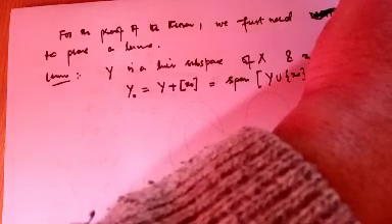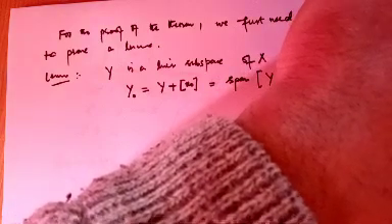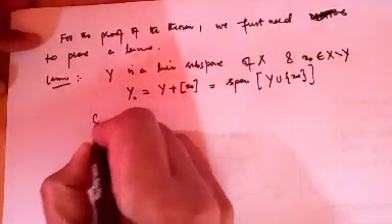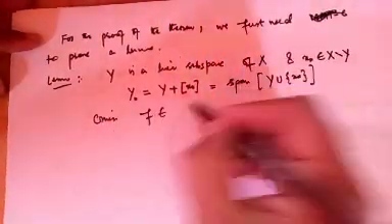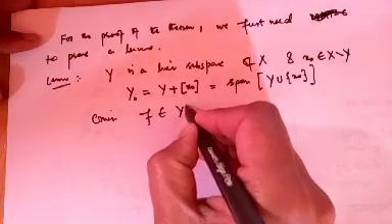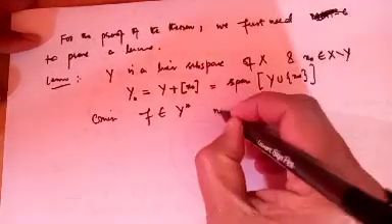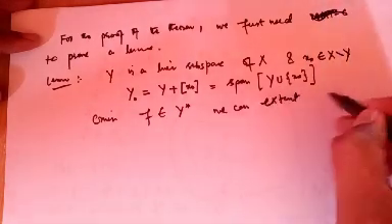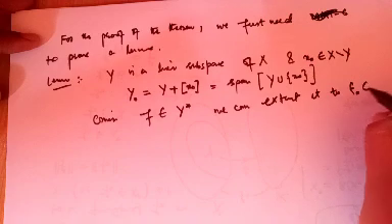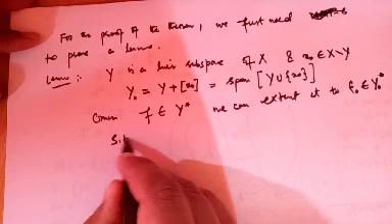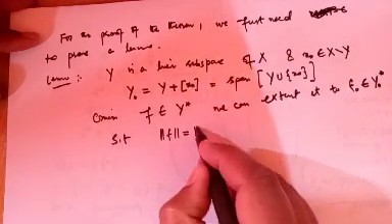If that is the case, then given f belonging to our subspace, f being a bounded linear functional on Y, that means f belonging to Y star, we can extend f to f naught belonging to Y naught star, such that the norm of f is equal to the norm of f naught.